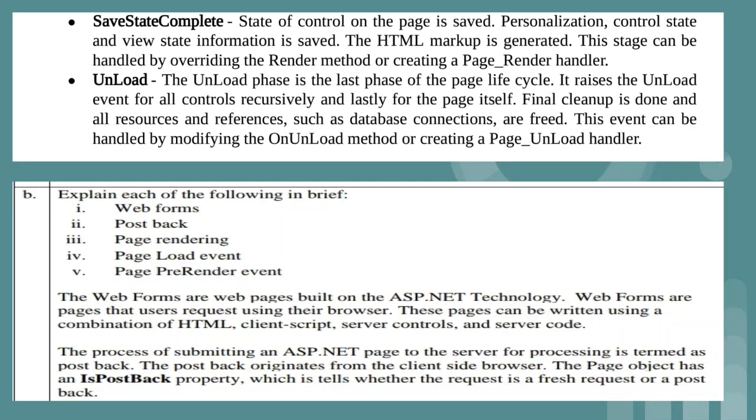And the last one is unload. When we close the particular page, it means that the page life cycle has ended. This unload event specifies that practically the page life cycle has ended, because this is the last phase of the page life cycle. It raises the unload event for all controls recursively, and lastly for the page itself. So final cleanup is done. All the resources and references, such as database connections, are freed. This event can be handled by modifying the onunload method or creating a page unload handler.